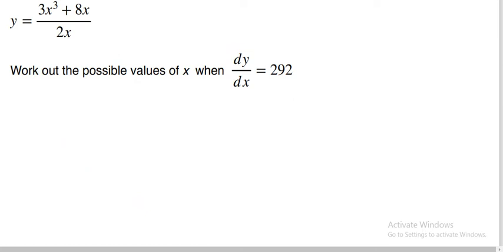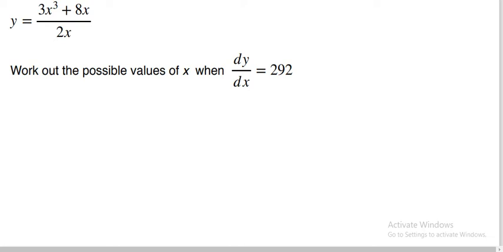Next question. y equals (3x^3 + 8x) over 2x. Here he said work out the possible values of x when dy/dx equals 292. So in the last questions he gives the value of x and we want to calculate dy/dx. Here it's the inverse. He gives the value of dy/dx and we want to find possible values of x. First we have to differentiate as we studied before.